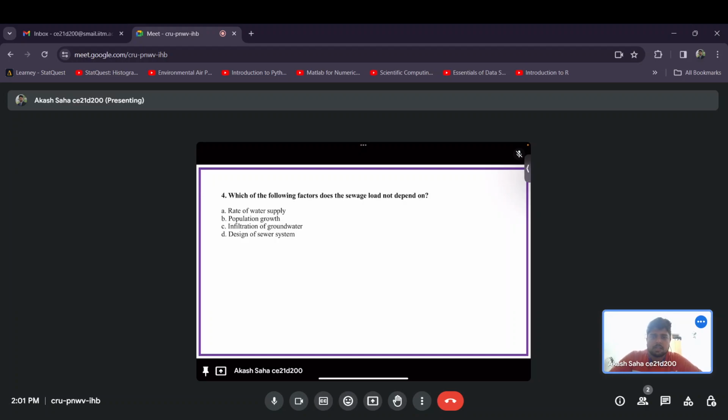Okay, so this is the problem. Here the correct answer is option D, and I have discussed the same thing in the detailed solution. Sewage load is almost 80 to 85% of the water supply, and it will also increase if the population increases. So the answer for this question is design of sewer system.